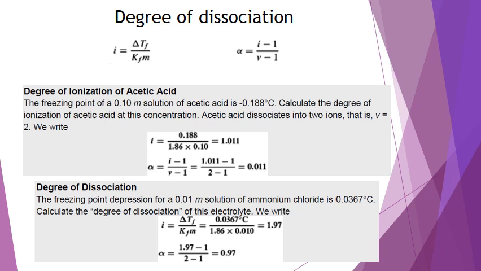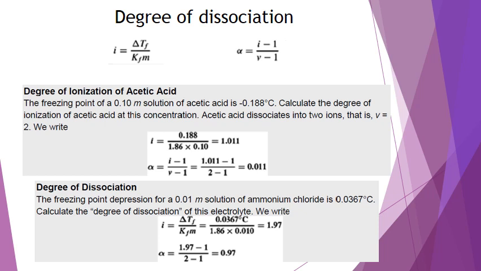And these two examples can show how to calculate this equation. The first one is for acetic acid, which is a weak electrolyte, and the second one is for a strong electrolyte, which is ammonium chloride. In this case, we can calculate the i in both cases by using the first equation, and then calculate the alpha, which is the degree of dissociation, by using the second equation. So that's all about how to calculate the degree of dissociation using the freezing point depression.